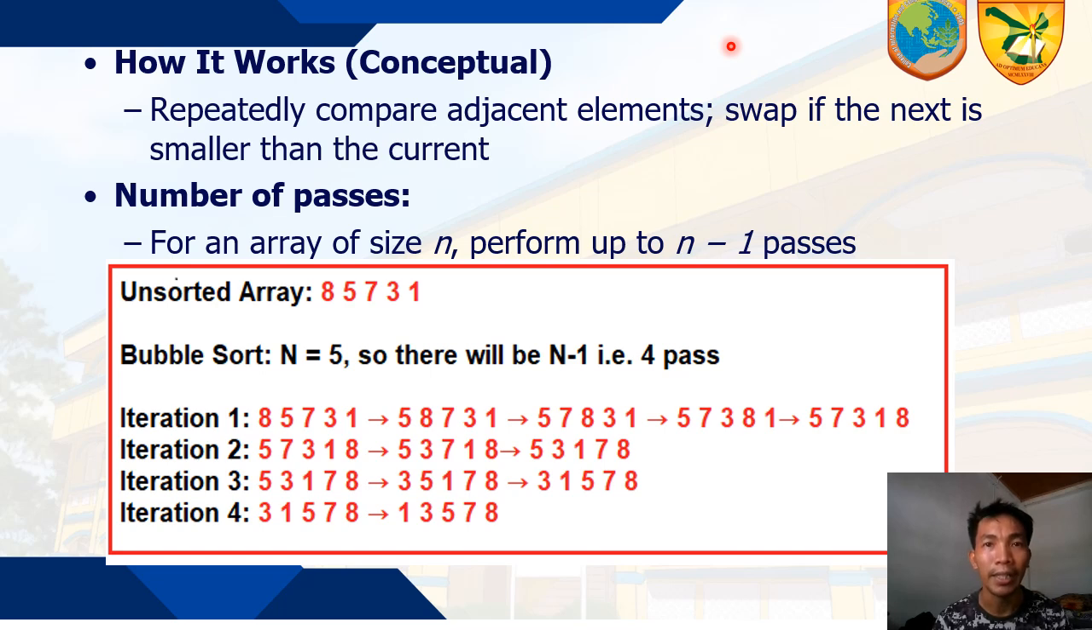As you can see in the image below, we have an integer array with 5 elements such as 8, 5, 7, 3, and 1. And as we go on with the session, we'll try to arrange or sort them applying the concept of bubble sort algorithm.